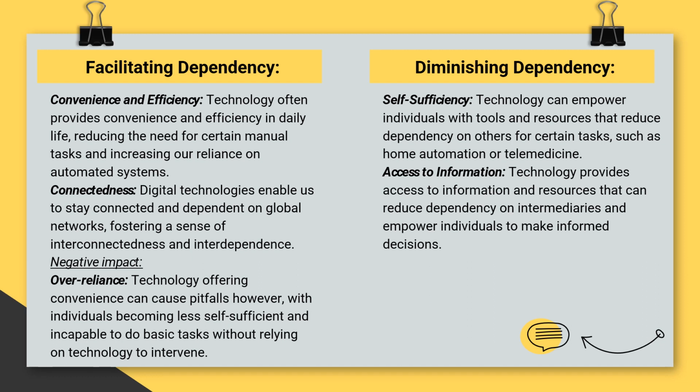When we think about diminishing dependency, this self-sufficiency concept comes up. It can empower individuals with tools and resources, however, that reduce dependency on others for certain tasks, such as home automation or telemedicine. When we think about access to information, technology provides access to information and resources that can reduce dependencies on intermediaries and empower individuals to make informed decisions. So this one is kind of interesting, where facilitating dependency is almost the bad part, where diminishing dependency is the good one.